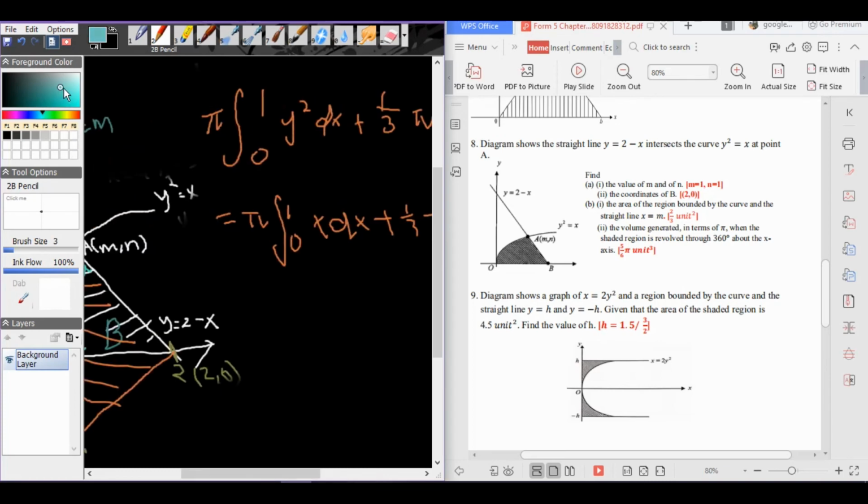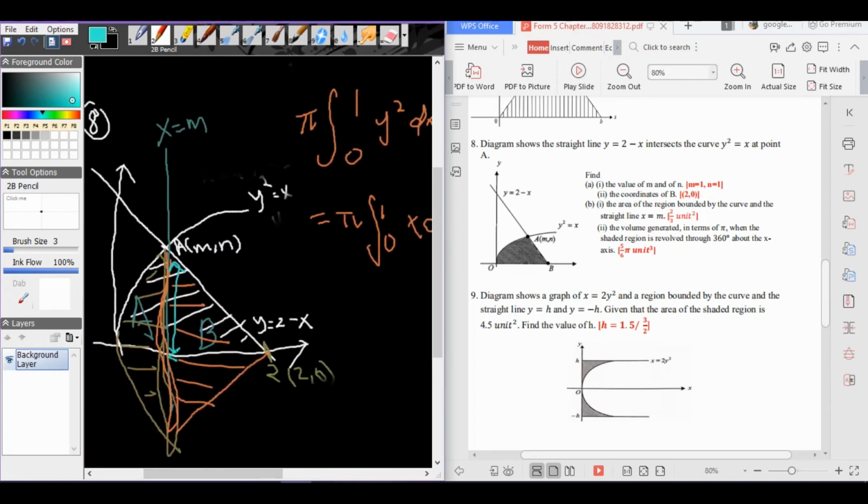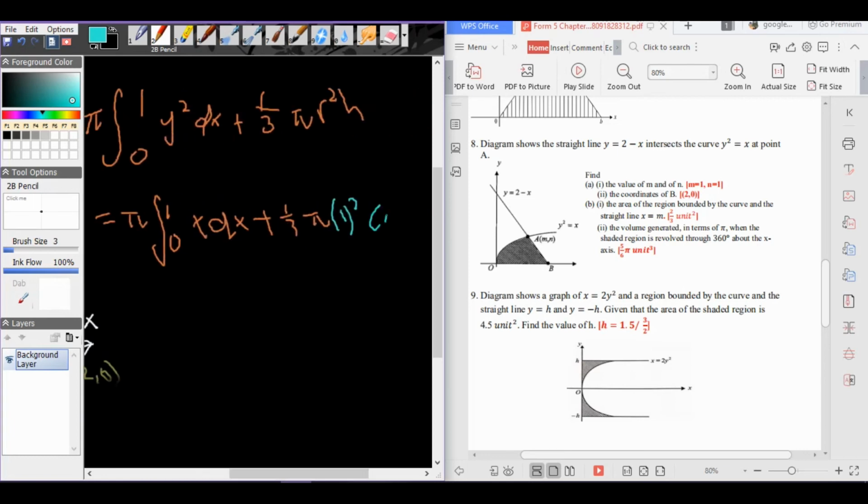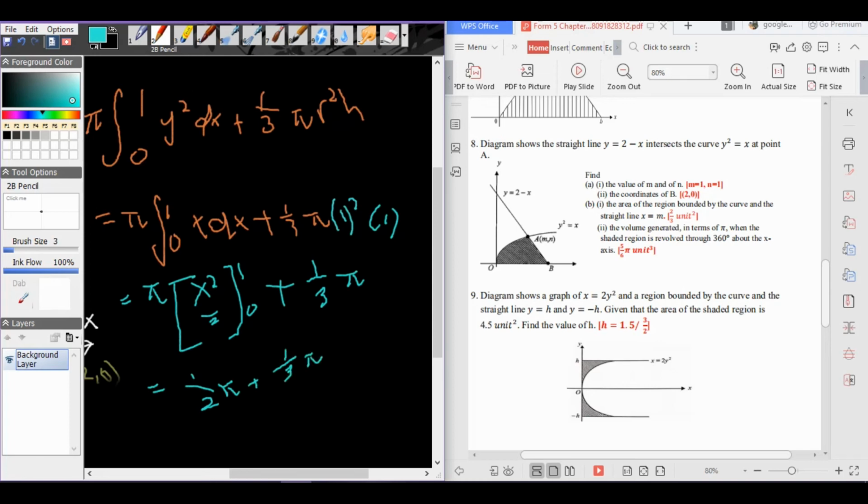Where is the height? So this is the height. Just now we found that this is 1, so 1 to 2. So the height is 1. So equals pi, we integrate, become x squared over 2 from 1 to 2, plus, okay, this you have 1 over 3 pi. So equals, substitute 1 into x. So 1 over 2 pi plus 1 over 3 pi. So this equals 5 over 6 pi. This is volume. So unit cube.